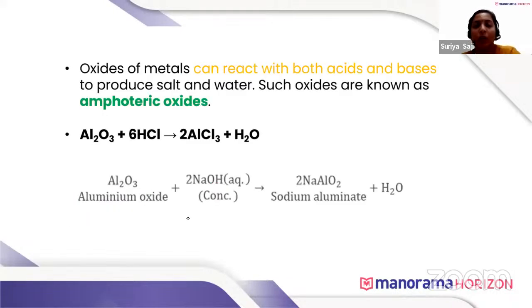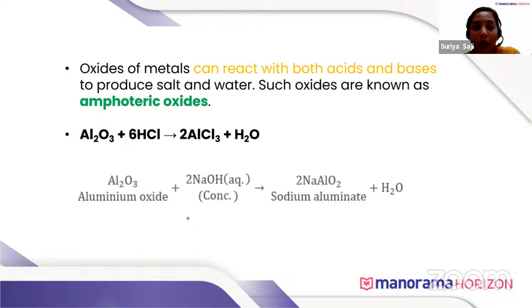Next, oxides of metals can react with both acids and bases. We call this the amphoteric property. These metal oxides can react both with acids and bases, so we call these metal oxides amphoteric. For example, aluminum oxide can react with the acid HCl as well as the base NaOH.